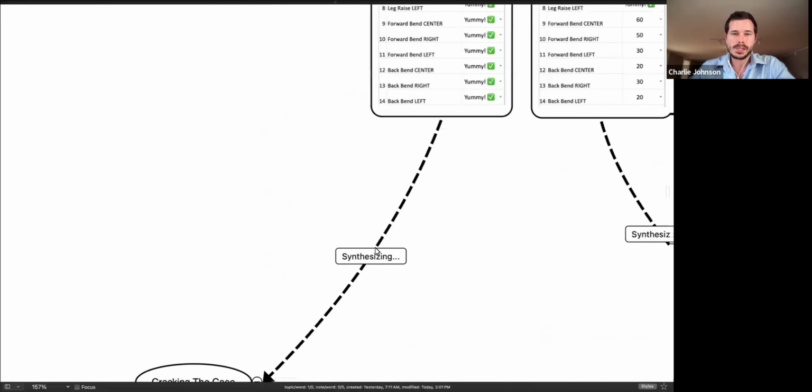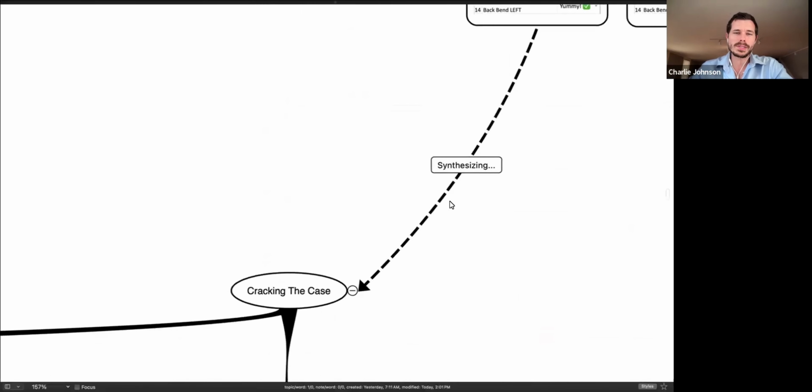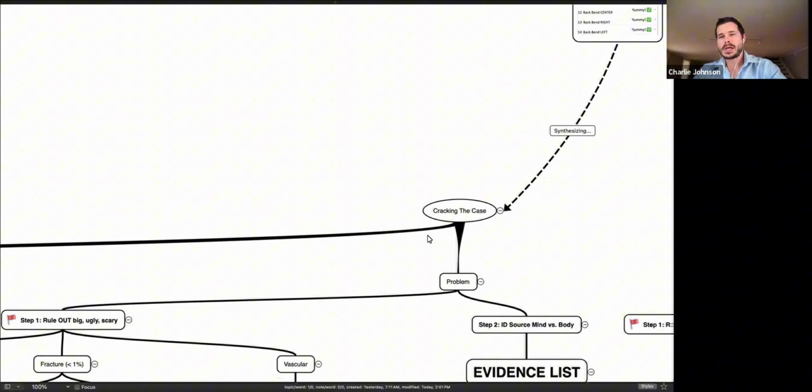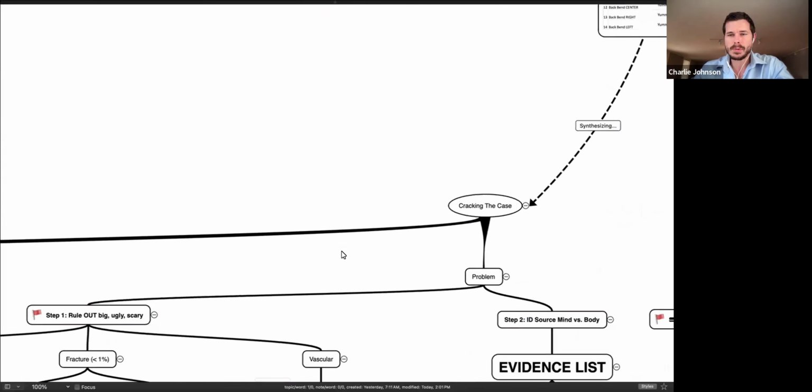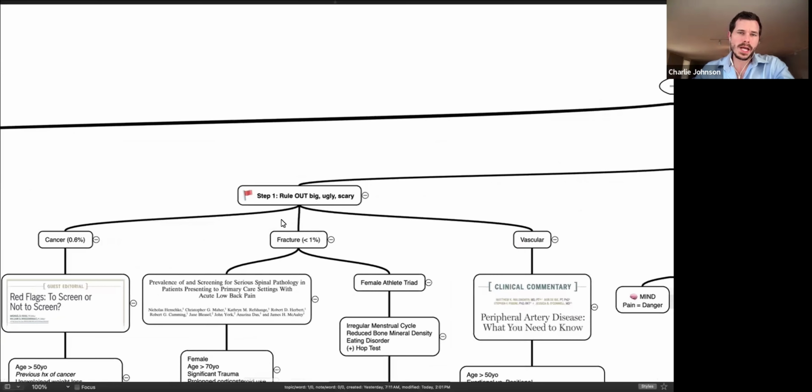Okay, so now let's synthesize everything. Let's boil it down and let's crack the case. Now, when it comes to cracking the case diagnostically, we've got the problem, which is the main focus here, the diagnostics of things, what's causing his symptoms, and then the solution. Let's talk about the problem first. So the first step whenever I review a case or whenever I work with folks is to really rule out anything that's big, ugly, scary. Clear the bus, big, ugly, scary, so to speak.